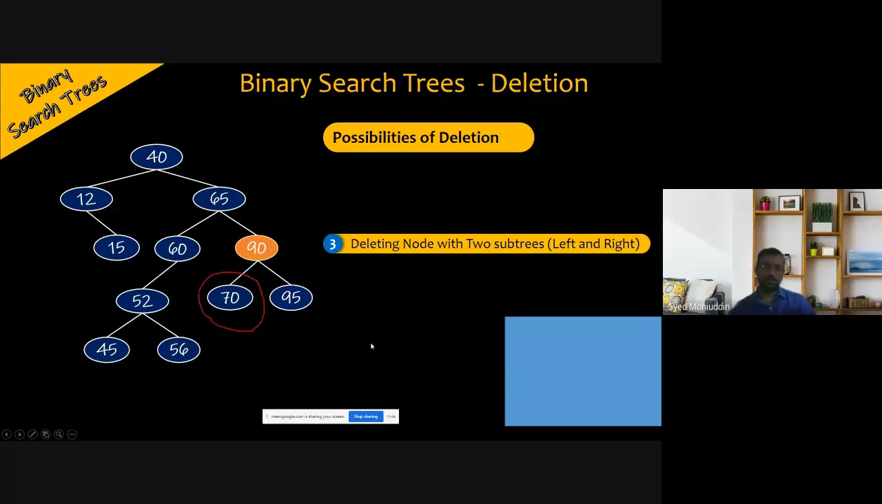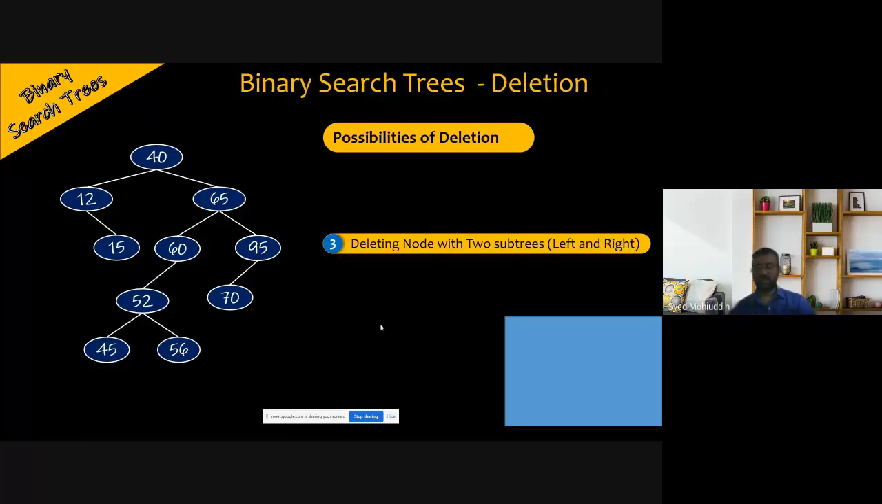For example, let us consider 70. When we are deleting node 90, we can either make 70 node 90 and delete node 70. So the tree structure remains the same, and the property of the binary search tree is satisfied. Or, when we are deleting node 90, we can make the right child the node and delete the right child. So this is one possibility.